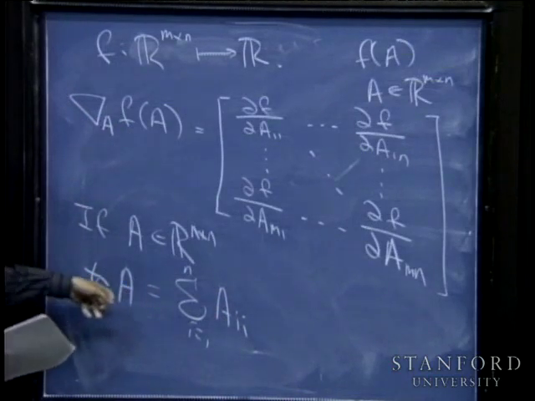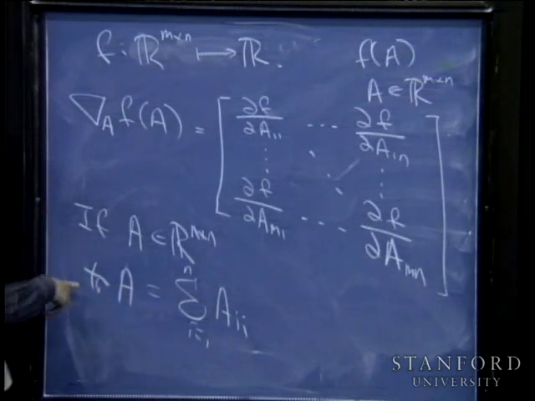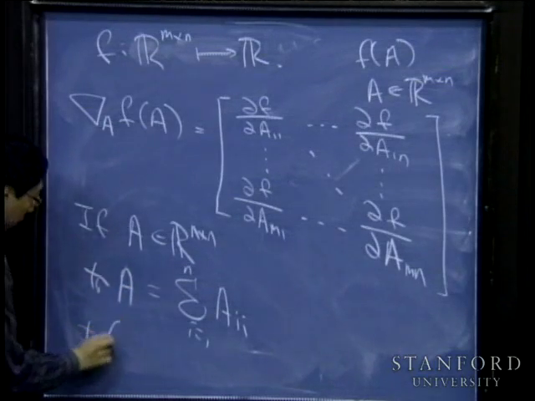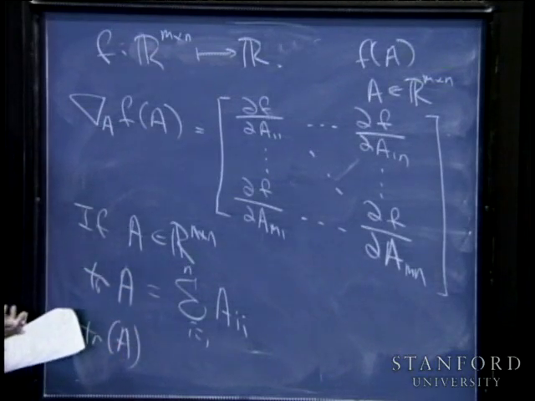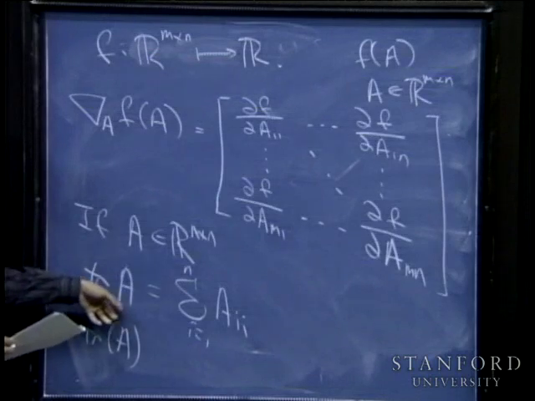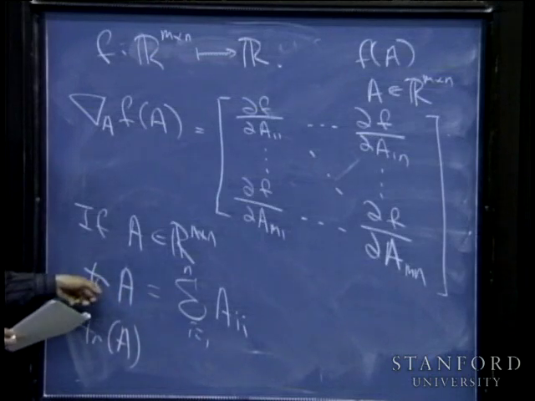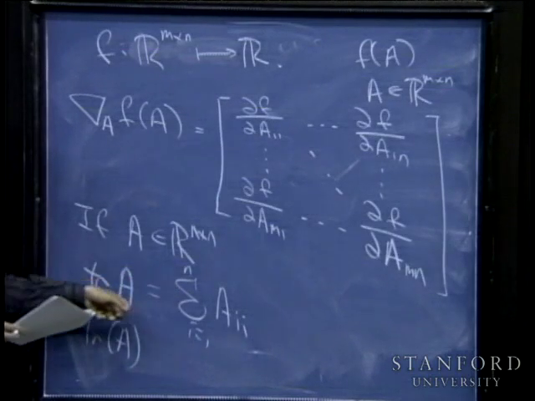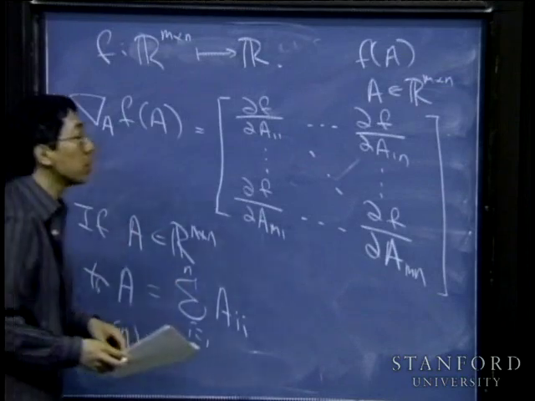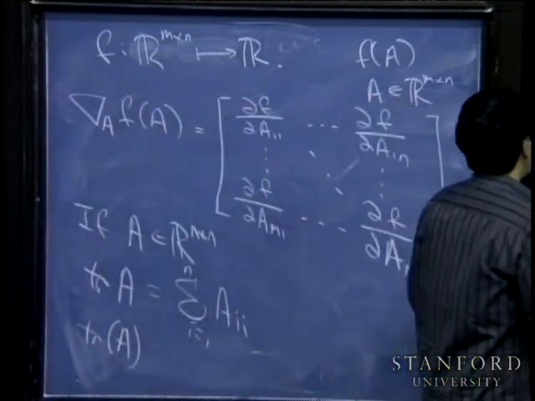For those of you that haven't seen this sort of operator notation before, you can think of trace of A as the trace operator applied to the square matrix A, but it's more commonly written without the parentheses. So I usually write the trace of A like this. And this just means the sum of diagonal elements.